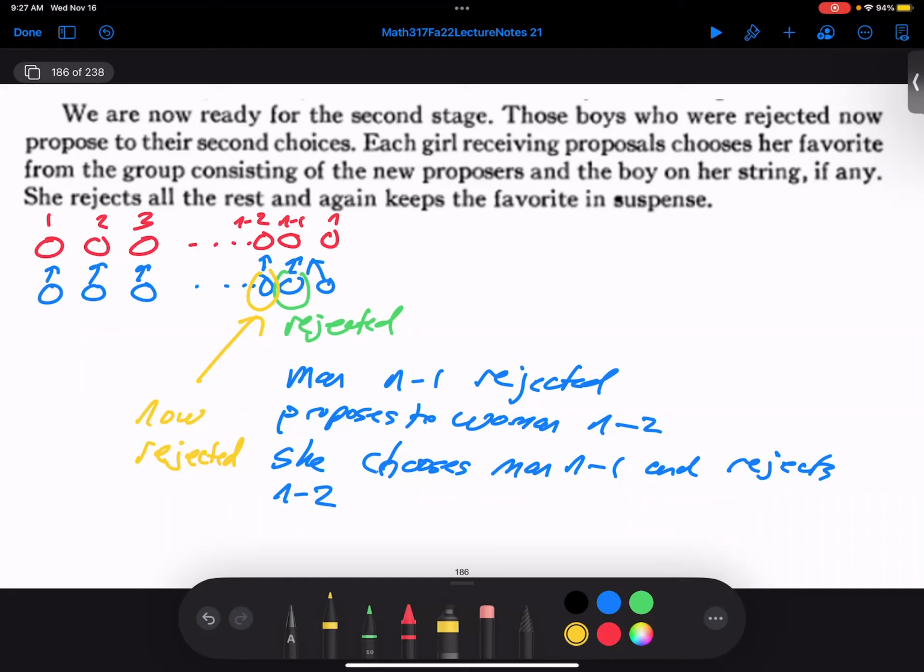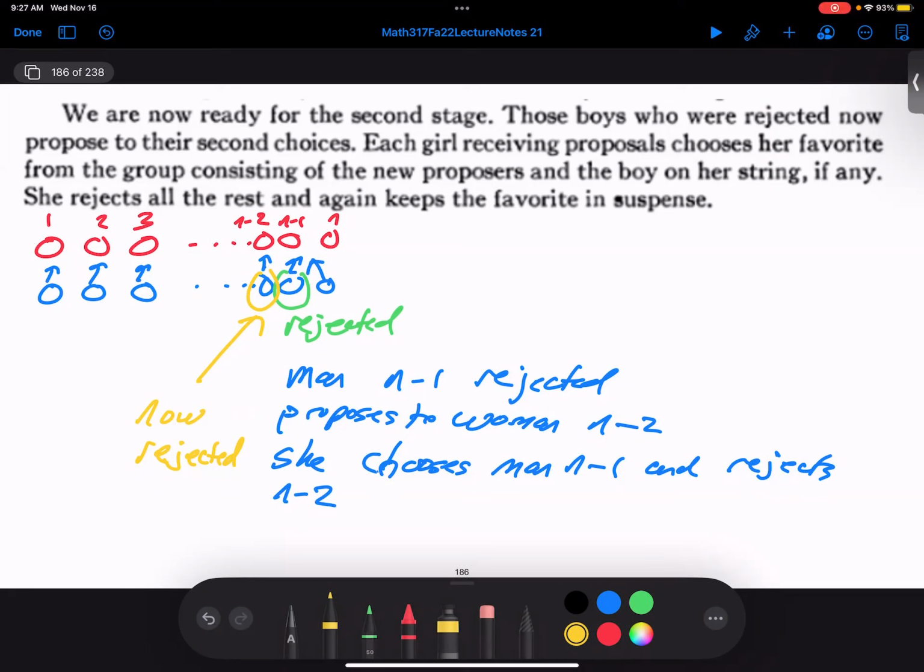So what's the maximum number of times a guy can propose? N. No one can propose more than n times. So each guy only has a finite number of proposals. And so eventually you can begin to see that this process will terminate.